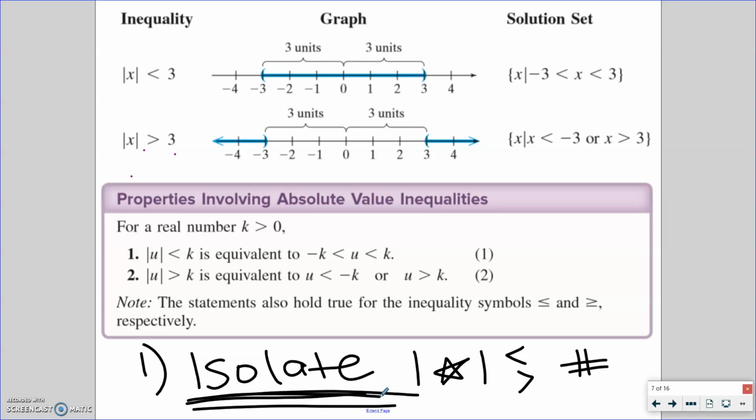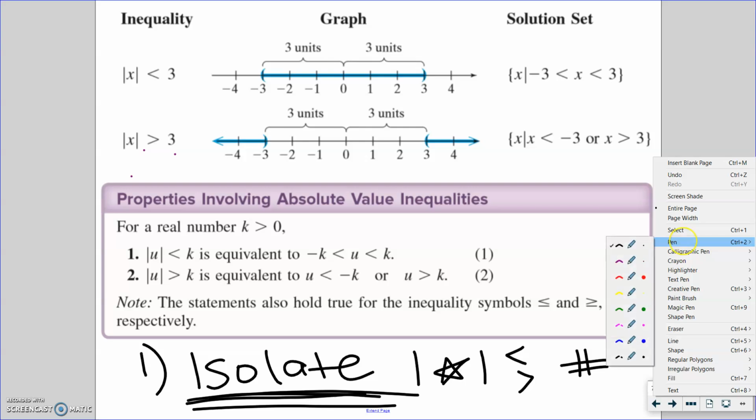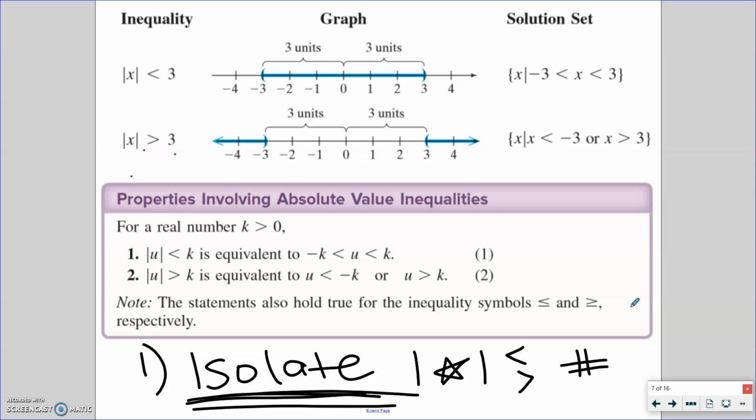Then the really important piece is that you have to look at what sign you have and determine, is it going to be a less than or a greater than sign, because that determines if you're going to set up an and inequality or an or inequality. So remember, a less than sign means you're going to set up an and inequality. You're going to put the stuff in the absolute value bars in between the negative and positive values of that constant that's on the right.